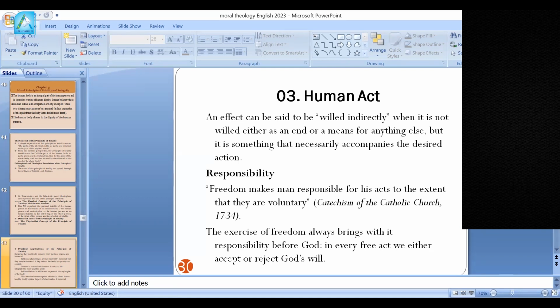Then circumstance also will play its role. So in order to assess an act to be good, these three things are to be taken into account. That's how we make a moral evaluation of the act. Otherwise, we will run into wrong conclusions.